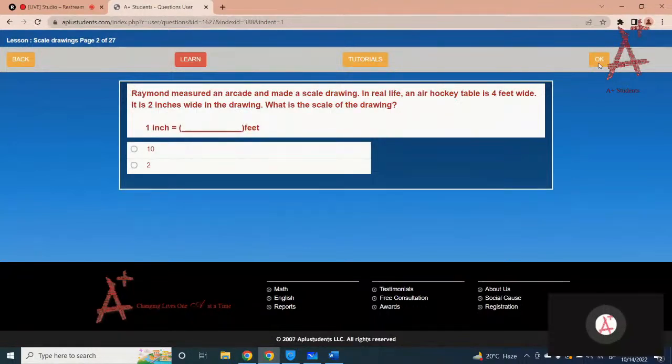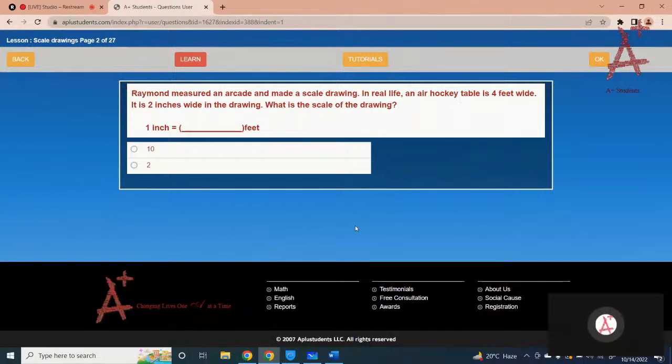Okay, Raymond measured an arcade and made a scale drawing. In real life, an air hockey table is 4 feet wide. It is 2 inches wide in the drawing. What is the scale of the drawing? An air hockey table is 4 feet wide. It is 2 inches wide in the drawing. What is the scale of the drawing?